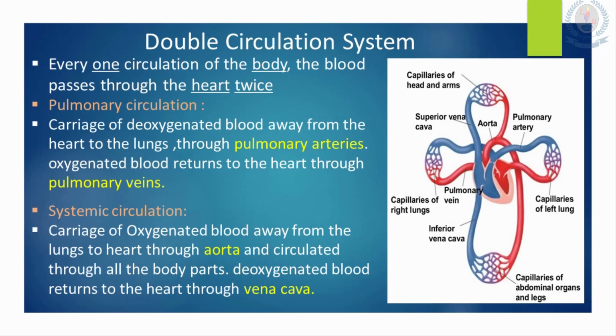So now let's see what pulmonary circulation and systemic circulation are. In pulmonary circulation, deoxygenated blood is carried away from the heart to the lungs through the pulmonary arteries, and oxygenated blood returns to the heart through the pulmonary veins. Always remember, the word pulmonary deals with anything related to the lungs.